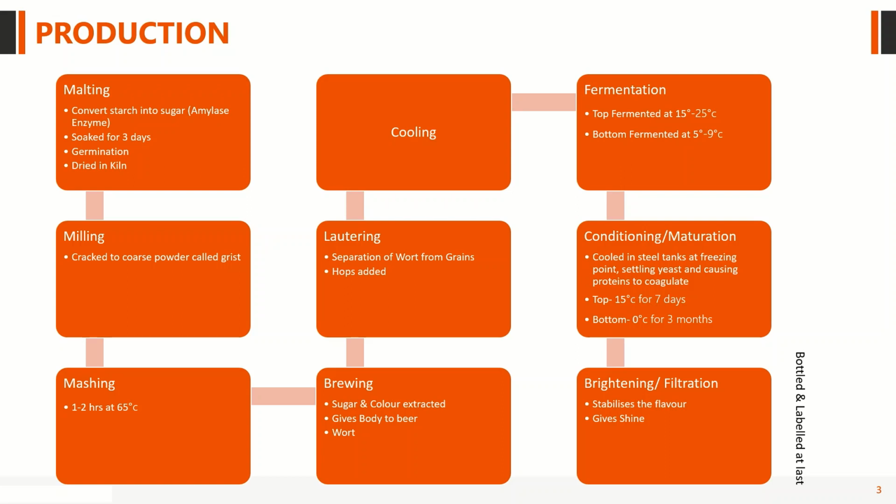After the fermentation comes maturation or conditioning. Beer is cooled to around freezing point which settles the yeast and causes proteins to coagulate. This is done in large tanks of stainless steel. Even this process is different for different types of beer. Next, the beer is filtered to stabilize the flavor and give it a shine. And at the end, these are packed and labeled and sent as bottles, casks, cans, or kegs.